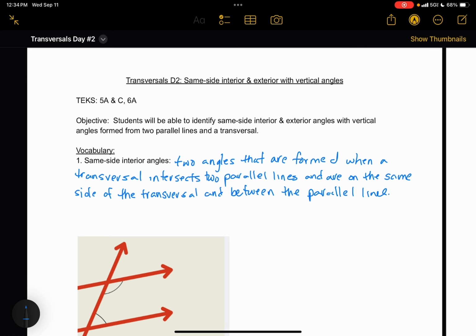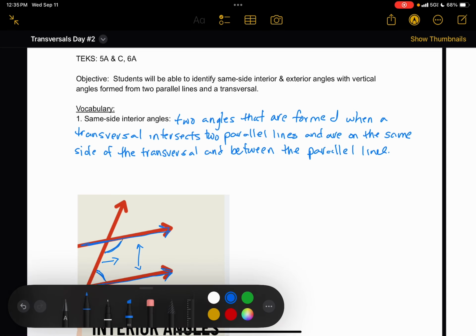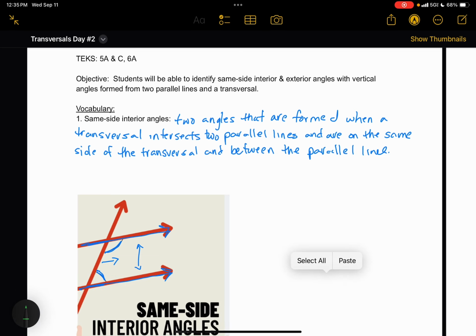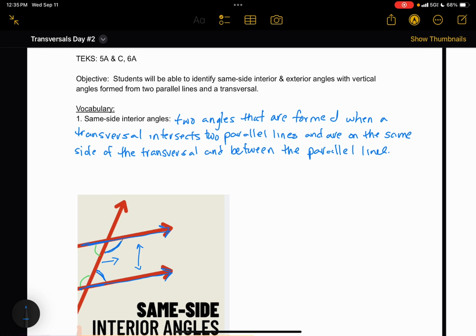All right, all of that to say, we look at this picture. So this is my parallel lines, right? That one and that one. Notice I have angles inside, right? They're on the same side of the transversal. They're both on this side, and they're both between the two lines, right? So I could have them on the other side. So say, let's do green. Say I was talking about over here. Those would be same side also, right? The idea is that they're between the two parallel lines and they're on the same side of the transversal. So that makes them same side interior.